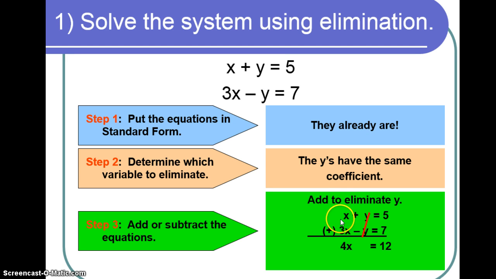We added our x's. We have one up here. 1x plus 3x equals 4x. These would actually equal 0, which is a placeholder and is not necessary. And then we have 5 plus 7, which equals 12.